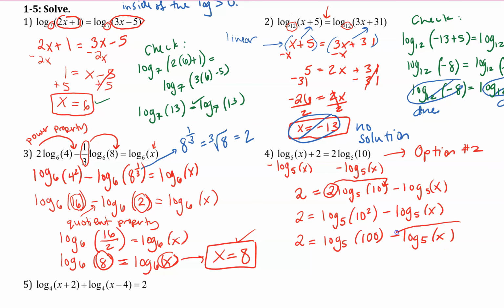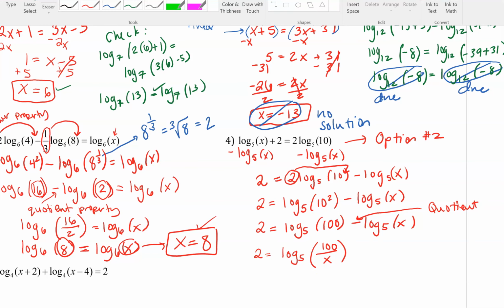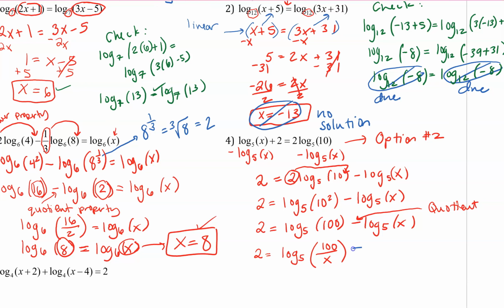And then again, I have a subtraction between the logs. So that tells me that I'm going to need to use the quotient property. And the quotient property says that when 2 separate logs are subtracting and you want to combine them into 1 log, then you divide whatever is inside the logs. So the 100 goes in the numerator and x goes in the denominator as a single input for a single log base 5.